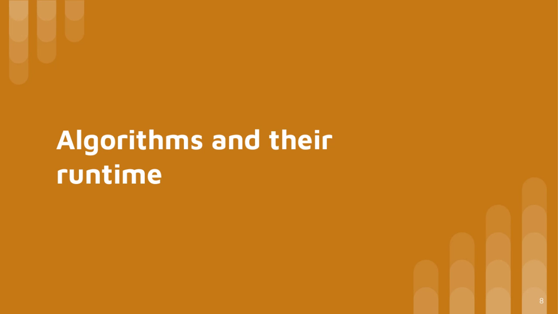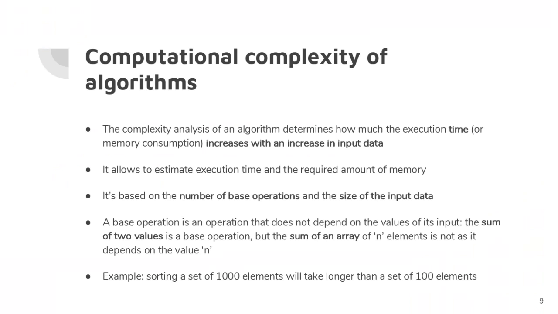Okay, algorithms and their runtime. So we're now going to introduce runtime and the way we typically measure it in computer science. So the computational complexity of an algorithm. So what is it? Well, the complexity analysis of an algorithm determines how much the execution time, or sometimes also the memory, increases with an increase in input data.